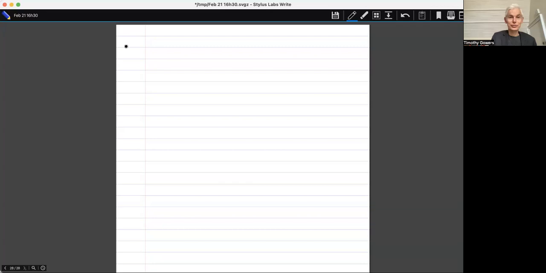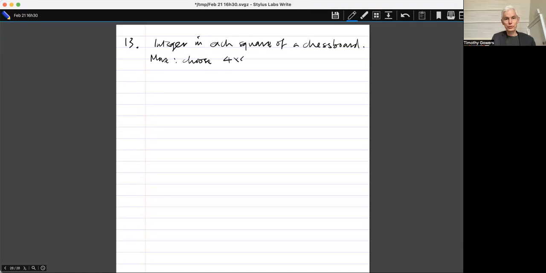I might as well write 13, even though it's utterly irrelevant. There is an integer in each square of a chessboard. I'm not writing 8x8, I'm just taking it for granted that it's a normal chessboard. In one move, you may choose a 4x4 or a 3x3 square and add 1 to each integer of the chosen square. Just write add 1 throughout that square that you've chosen.